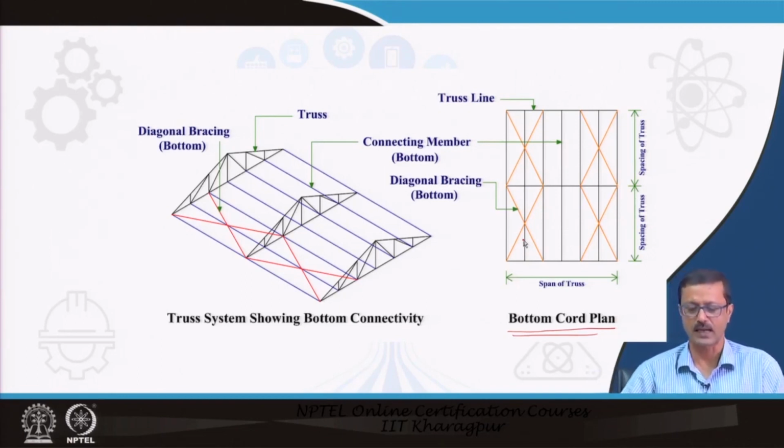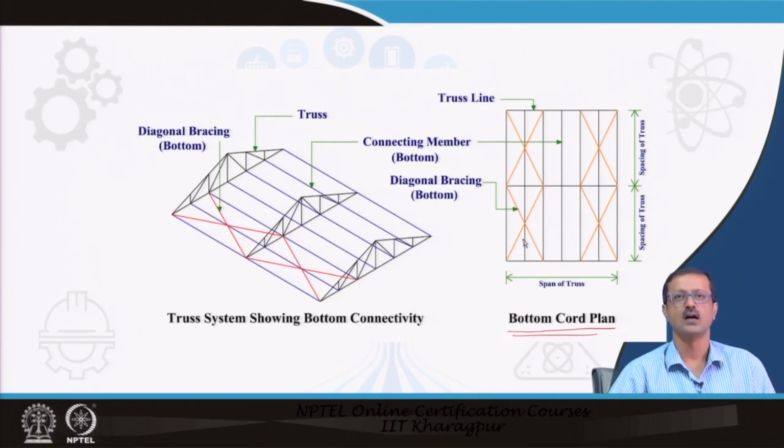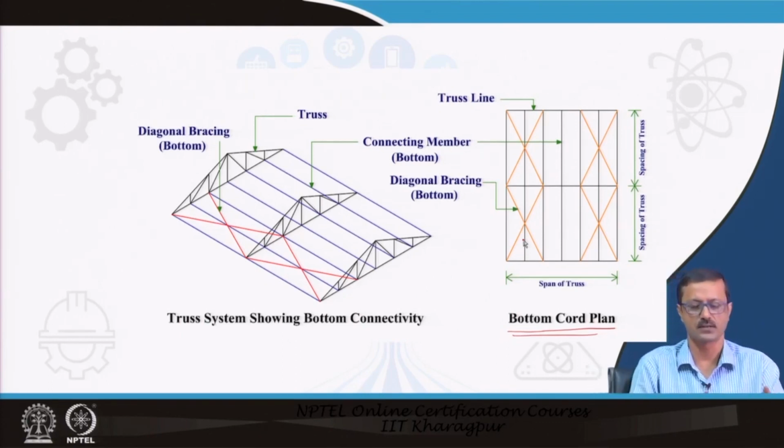So, what happens is that you perhaps have to draw 2 plans for a particular truss system, a top chord plan and a bottom chord plan. And finally, this will be the end of it, because now you have not left out any other surfaces.